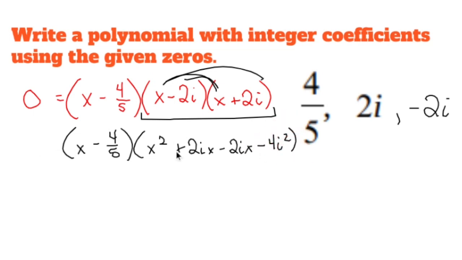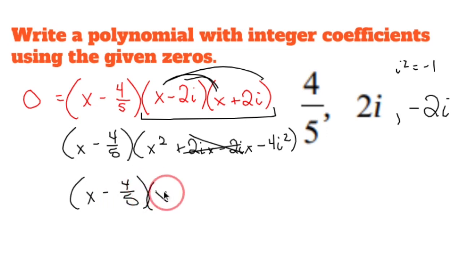Now, before you're like, oh, this is a nightmare, no, it's not. These guys go away. And what's also nicer is i squared. Remember, i squared is the same as negative 1. So negative 4i squared is the same as positive 4 because it's negative 4 times negative 1. So let me write this out as x minus 4/5 and x squared plus 4.